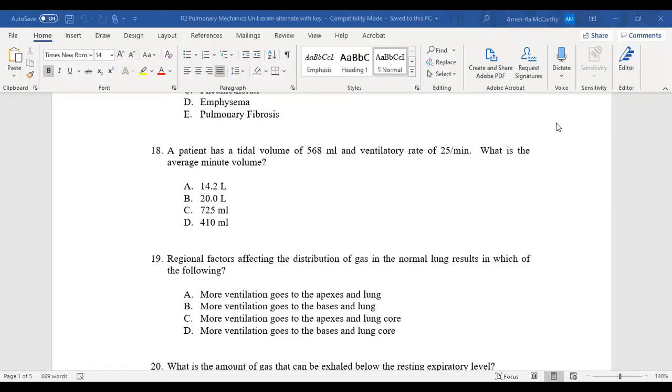All right, the answer should be A, 14.2. You do 0.568 times 25. That's the formula for minute ventilation. You get 14.2 liters.